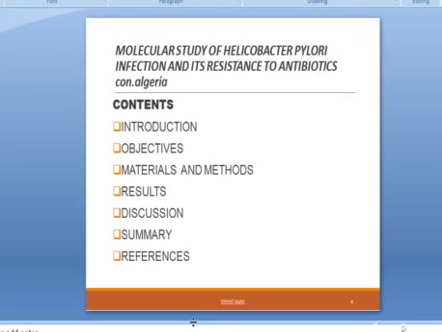Contents. These are the contents of my presentation topic: introduction, objectives, materials and methods, results, discussion, summary, and references.